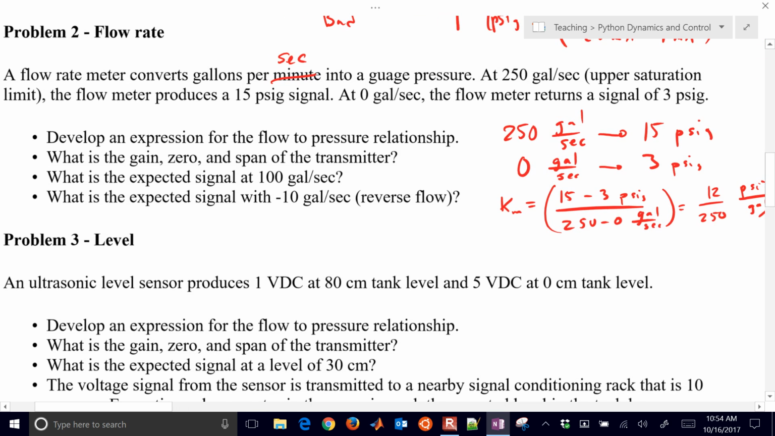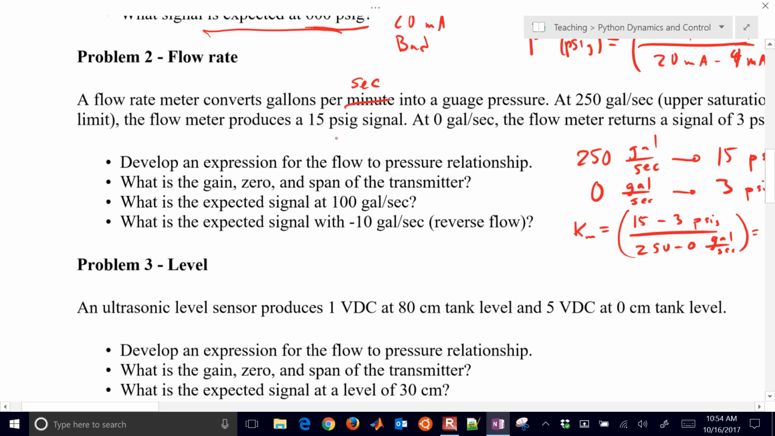Okay, let's develop our linear correlation here. This is going to be flow, and this is going to be in psig, is going to be equal to, and then I'm going to put my Km value here. And then I have my flow that's going to be in gallons per second minus the 0 value, which is 0 gallons per second conveniently. And then I'm going to have to add my 3 psig right there.